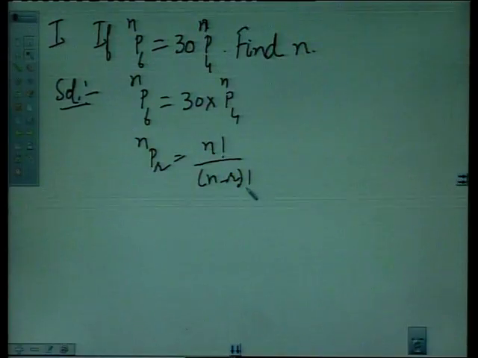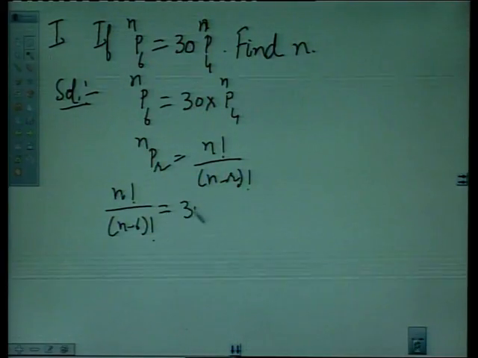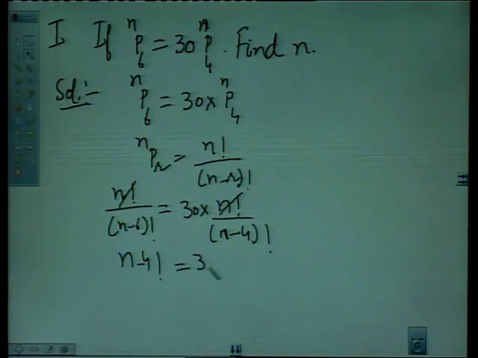Here, instead of r it is 6. We apply this result, and we get n factorial over n minus 6 factorial is equal to 30 times nP4, which means n factorial over n minus 4 factorial. Now, on both sides we have n factorial, so cancel n factorial from both sides, cross multiply, and we get n minus 4 factorial as 30 times n minus 6 factorial.